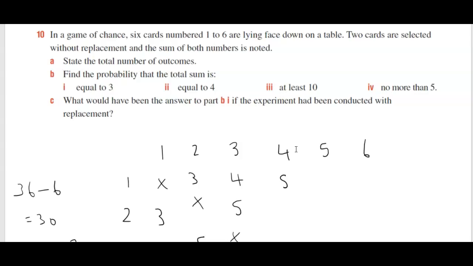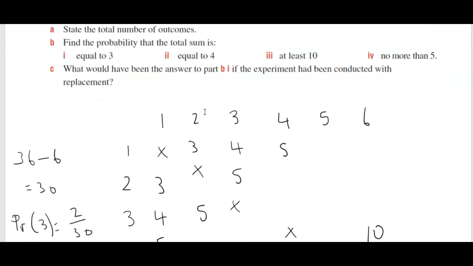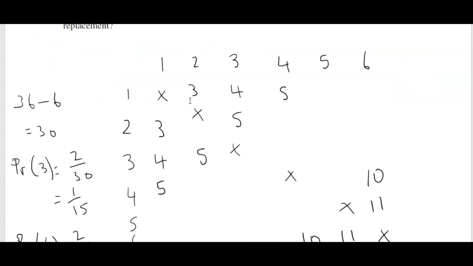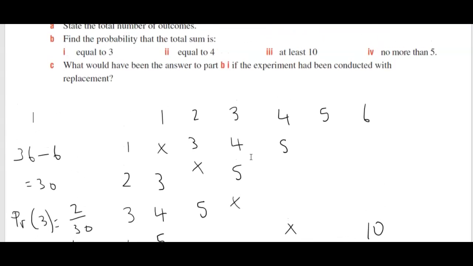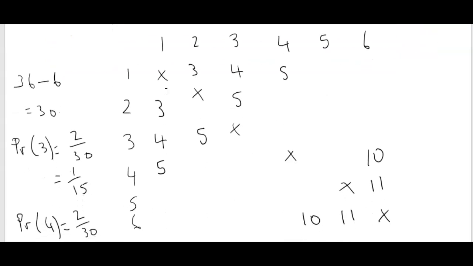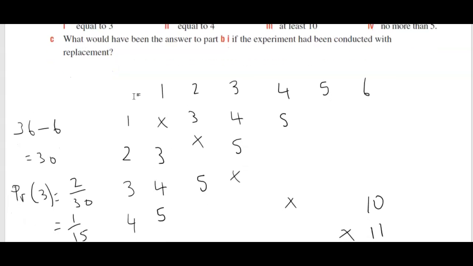All right, what would have been the answer to part B if the experiment had been conducted with replacement? That basically means we would now have 1, 1, 1, 2, 1, 1, 2, 2, 3, 3, and so on. And we're only doing the first one, equal to 3. We can actually only have 2 possibilities, even if we got rid of the crosses, which I'll do now so you can see. I won't do it for all of them because we're only looking for the number 3.